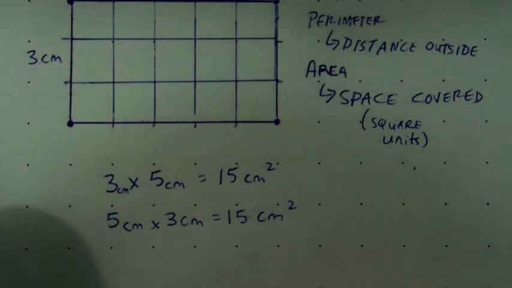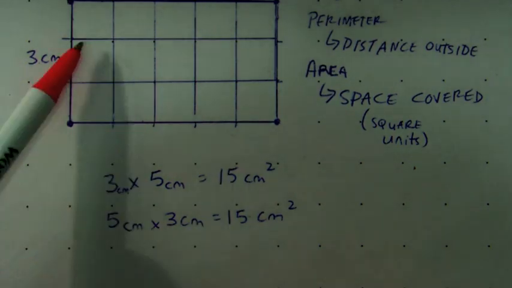I know I've done a similar video on perimeter and area before, but this one's just cutting it right down to the basics so that you'll be able to calculate the area of a rectangular shape.